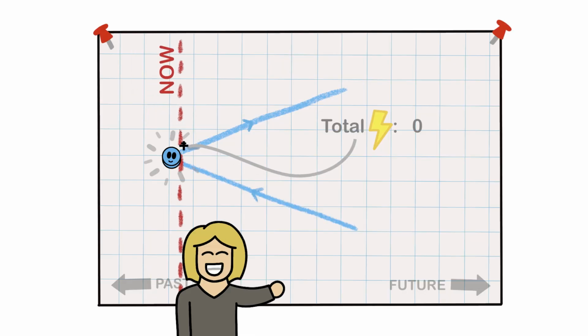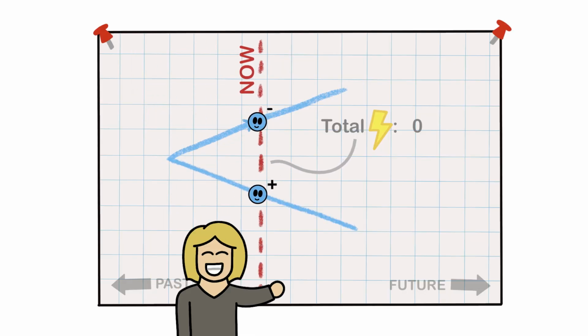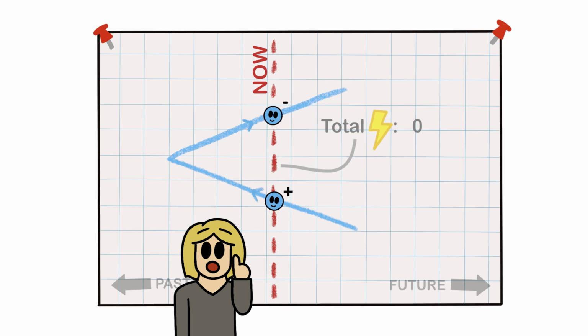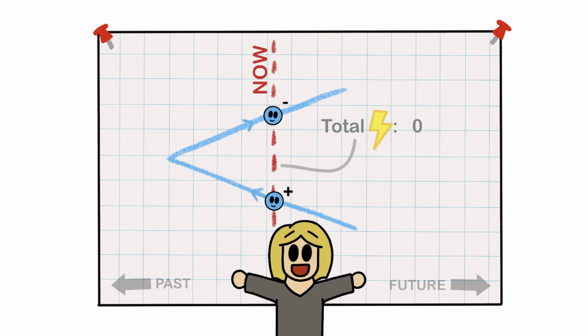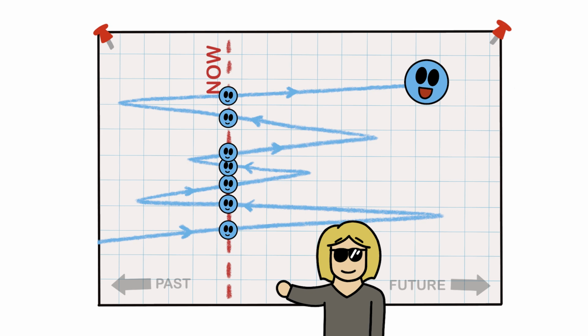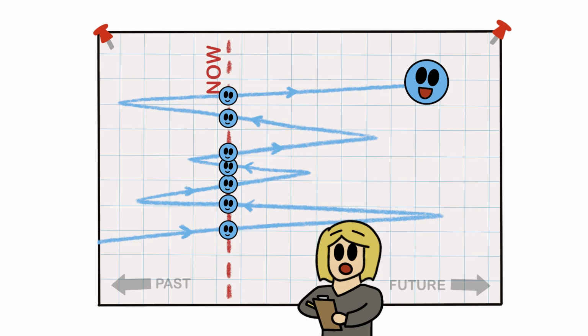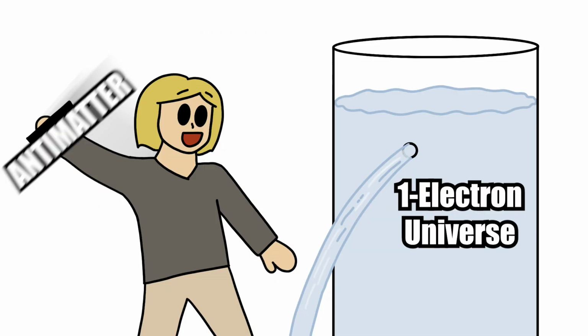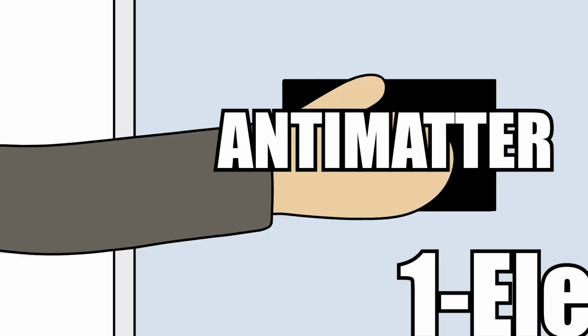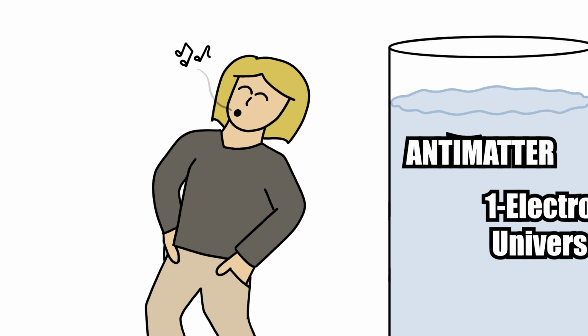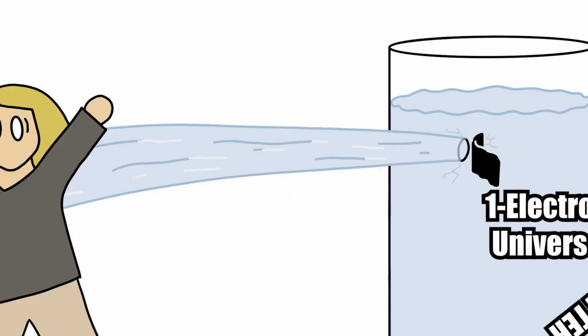The total charge is now 0 everywhere in this diagram. In fact, this solution fixes charge conservation in any diagram, including our original one. Just pause the video if you want to check it for yourself. So, just add antimatter and all our problems are over. It sounds like a perfect fix, but it actually introduces the single biggest problem with the one electron universe.